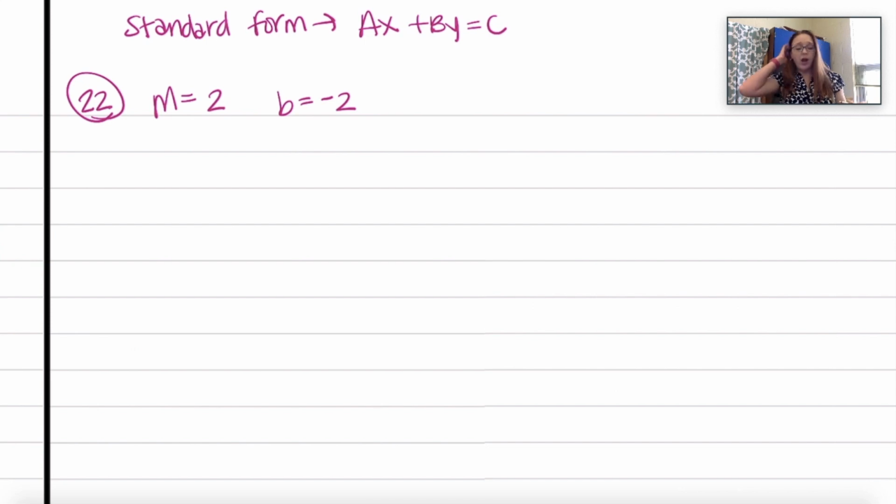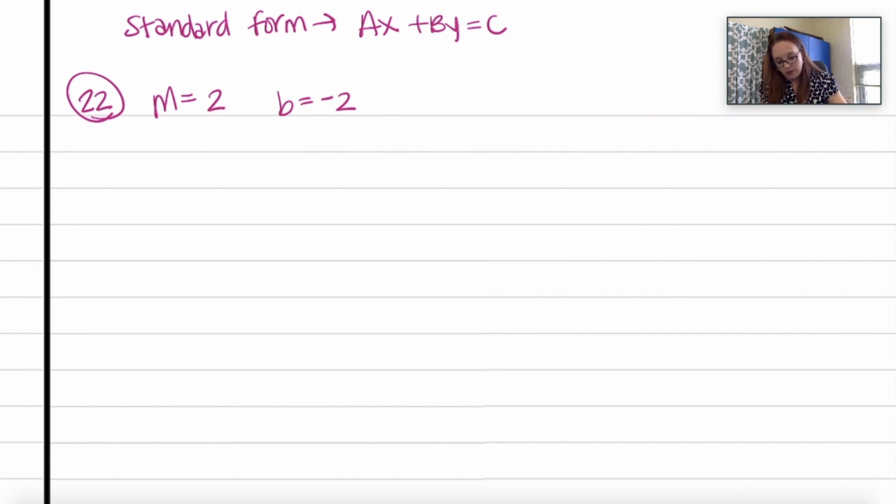All right, but if you're given a slope and a y-intercept, you're not going to start off in standard form. You're going to start off in slope-intercept form. So let's start off in slope-intercept form. So that'd be y equals 2x minus 2. We've talked about how to do this in a previous lesson.